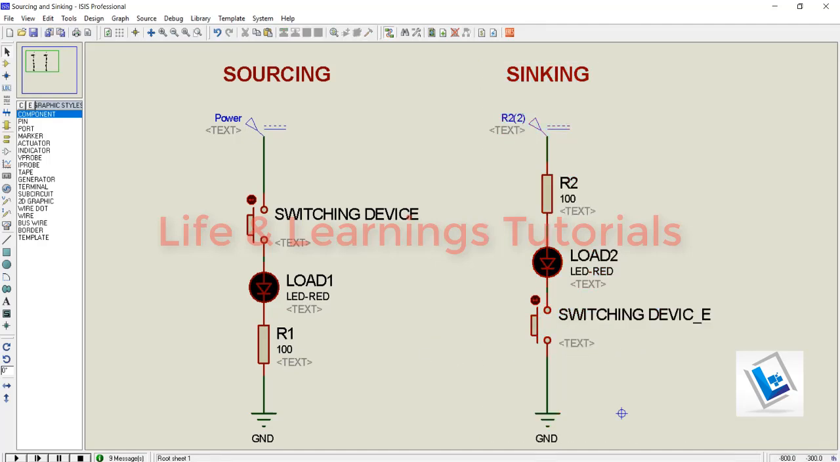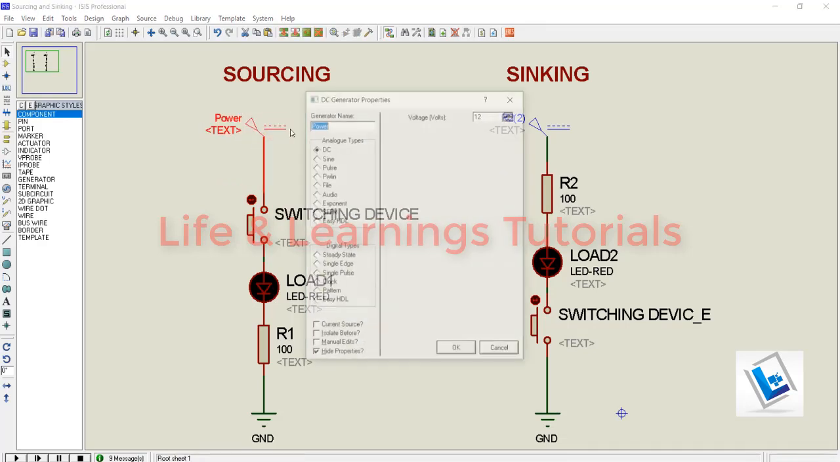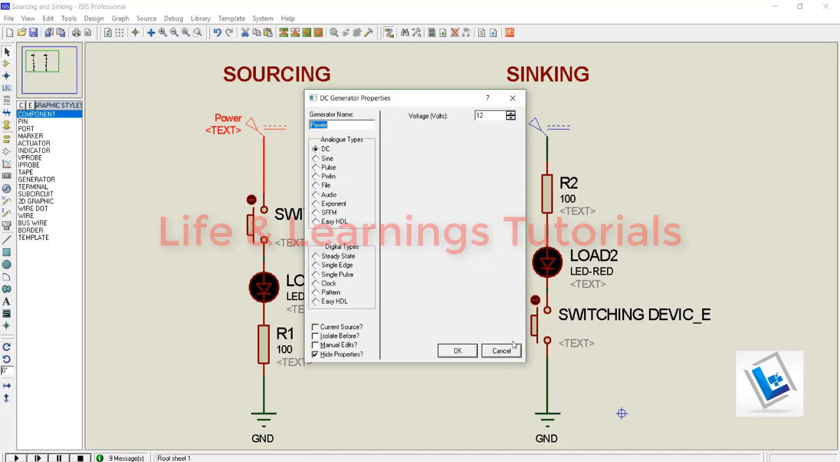In this video, I am taking an example of controlling the LED with a switch, and this switch can be a transistor or a MOSFET, but I am here taking a 2-pin push button. So here we have this load consisting of one LED and one resistance. In the sourcing configuration, the load will be connected to supply ground permanently, and we are going to control the supply line with the help of this switching device.